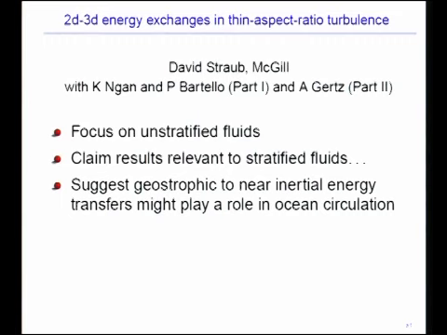So, as another talk about energetics, this time 2D to 3D energy transfers, or exchanges between two-dimensional and three-dimensional modes in what I want to call thin aspect ratio turbulence. And it's kind of two short segments sandwiched together. The first is work that we did some time ago with Keith Nahn and Peter Bartello.